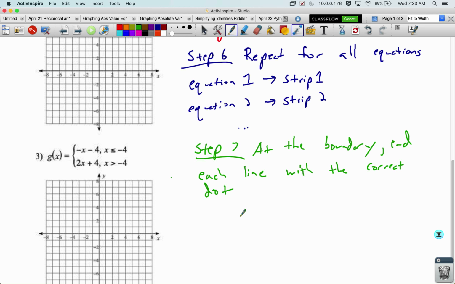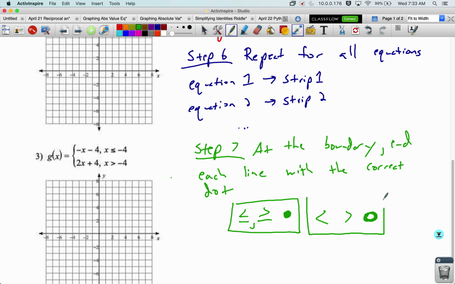If you have a less than or equal to or greater than or equal to, you're going to go with a closed dot. If you've got just a less than or a greater than, you're going to have an open dot. Like a big obvious open dot. So these were closed, this one is open.